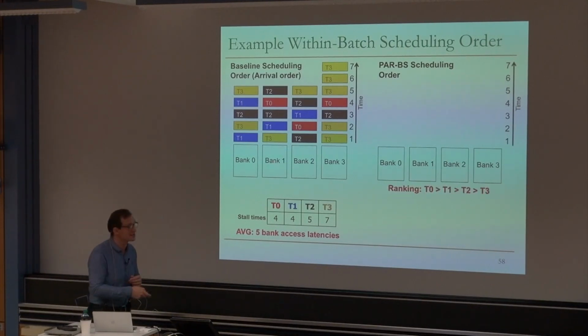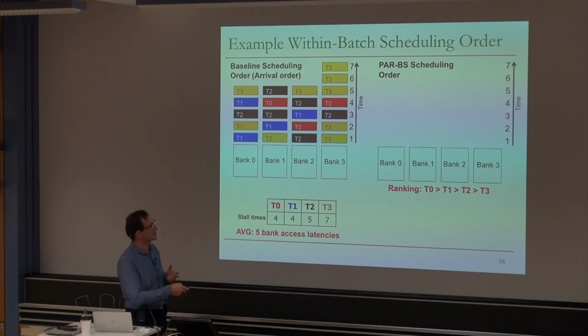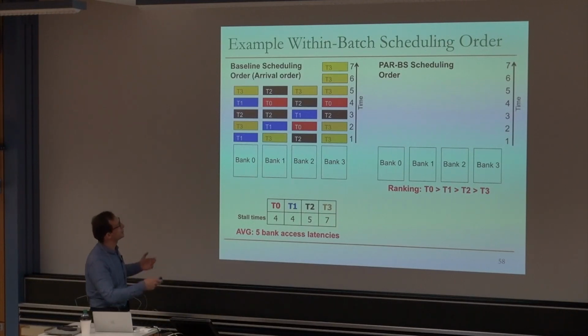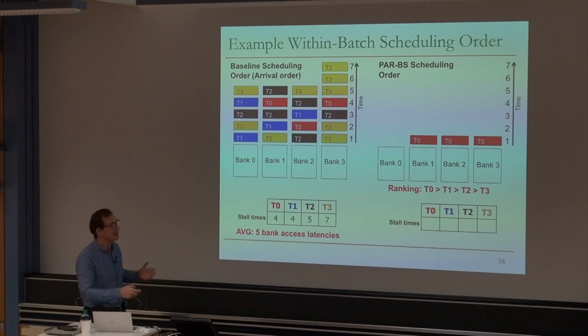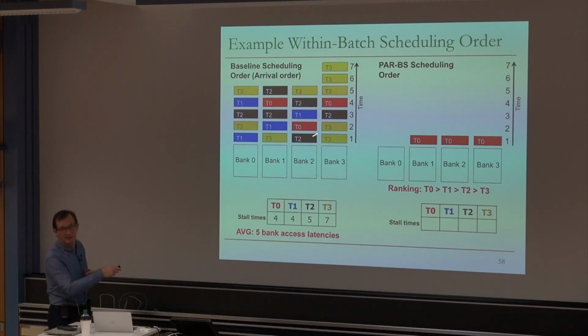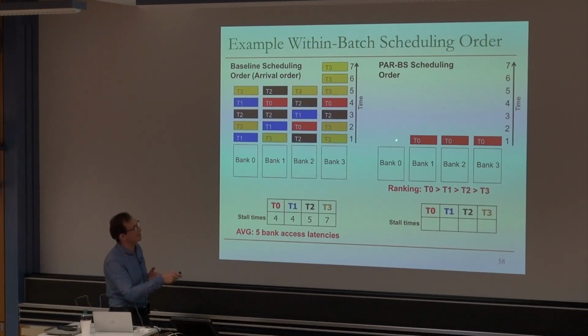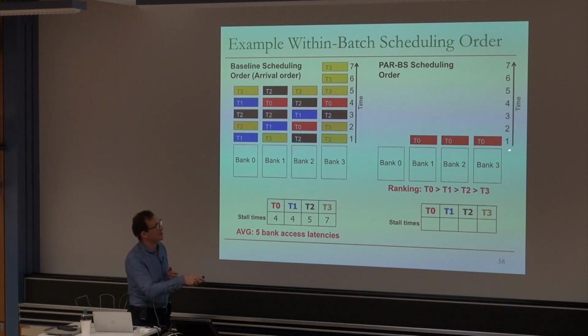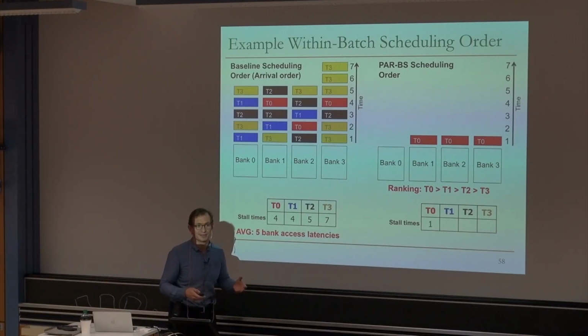Basically, we're going to rank the threads with the heuristics that I told you earlier. And the heuristics led us to rank T0 higher than everything else, which means that we first schedule all of T0's requests that are queued up. Now, if you do that, T0's requests are serviced in parallel in bank 1, bank 2, bank 3. And this is what you get. Basically, T0's requests are scheduled in the first time unit, and they're done in the first time unit, and you preserve its parallelism perfectly. So its stall time is 1.